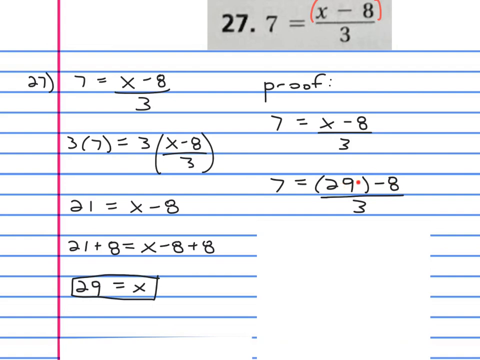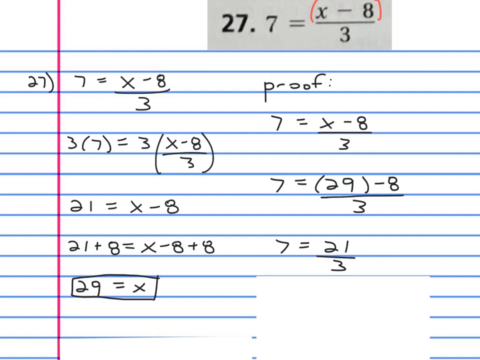The first thing that we need to do on this side is to do the subtraction, because remember the invisible parentheses says that all what happens on top has to happen first. Okay, so we do 7 equals 29 minus 8 is 21 all over 3. So it's 21 divided by 3? It's 7. So we get 7 equals 7, and that indeed works.